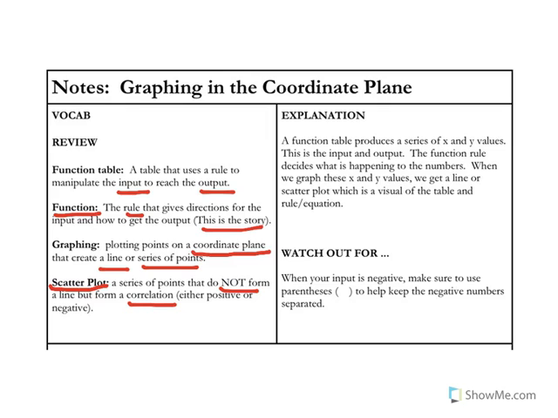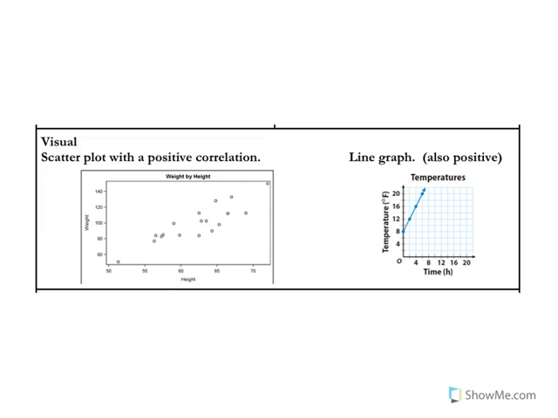Okay, so back to the explanation. A function table produces a series of x and y values. This is the input and the output. The function rule decides what is happening to the numbers. When we graph these x and y values, we get a line or we get a scatter plot, which is a visual of what we had in the table and of the rule. When your input is negative, be careful. You have to make sure you use parentheses because that's going to help you keep the negative numbers separate.